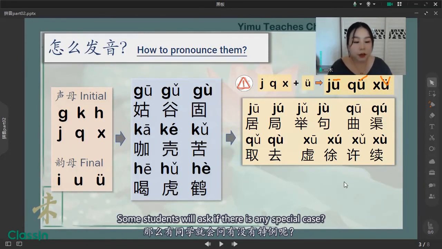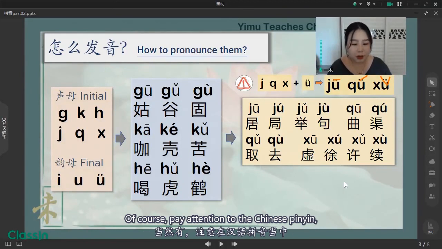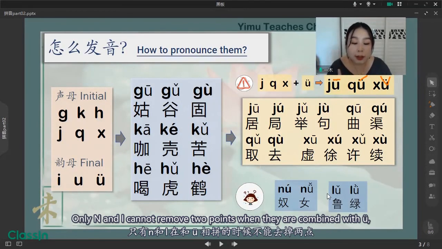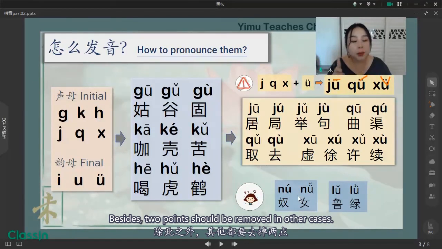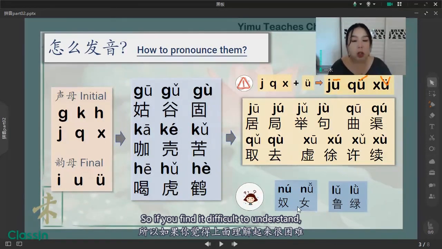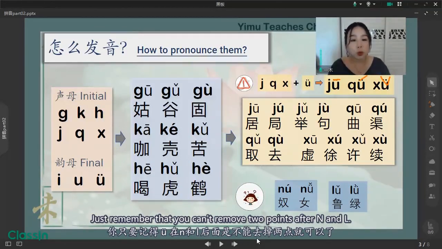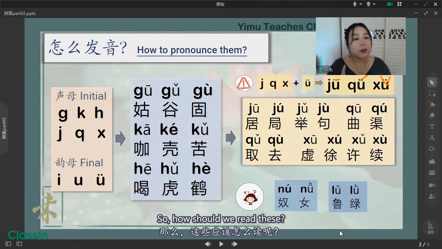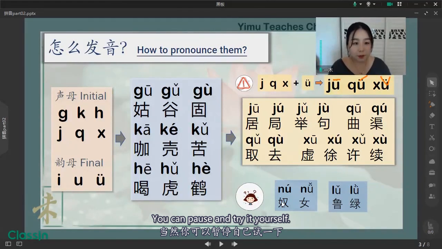Some students will ask if there is any special case. Of course. Pay attention to the Chinese Pinyin. Only n and l cannot remove the 2 points when they are combined with yu. Besides, 2 points should be removed in other cases. So if you find it difficult to understand, just remember that you can't remove the 2 points after the n and l. So how should we read this? You can pause and try it yourself.